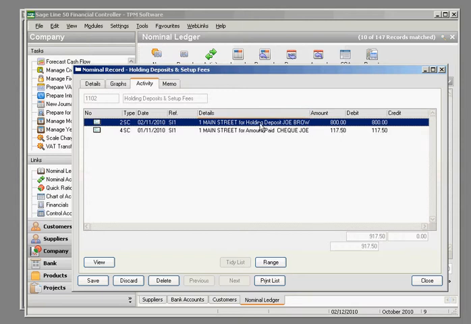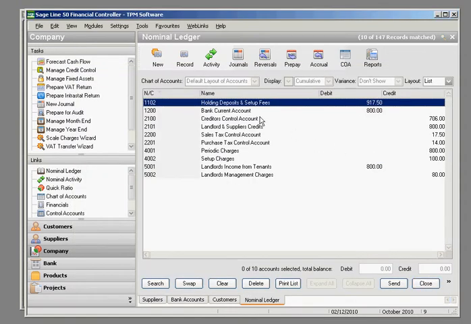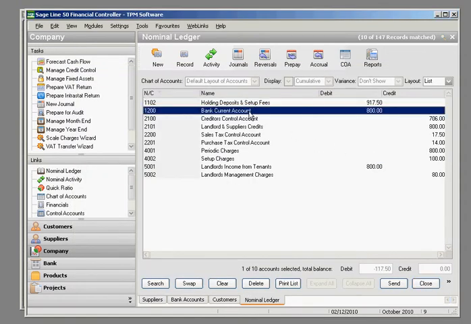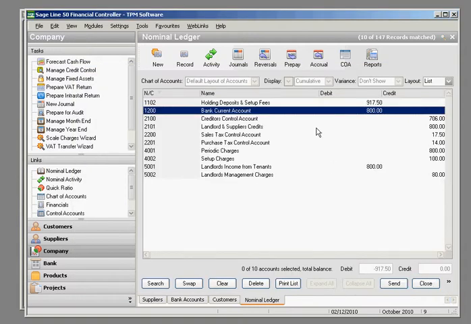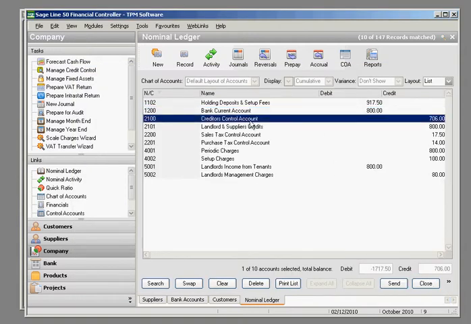Now that can either go into an investment account by journal transfer, or go into one of your allocated bank accounts in your Sage system. Close that. The actual bank current account is at £800 because we received a sales receipt of £800 from Joe Brown. In the creditors control account, we are still due the landlord £706.